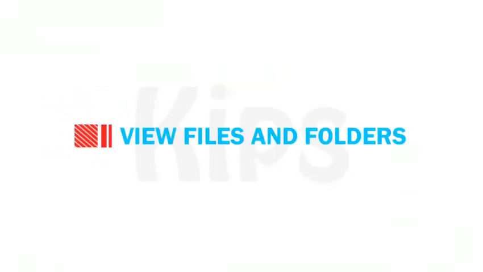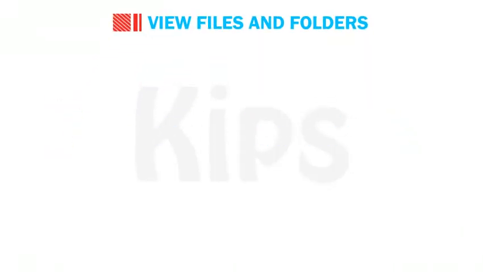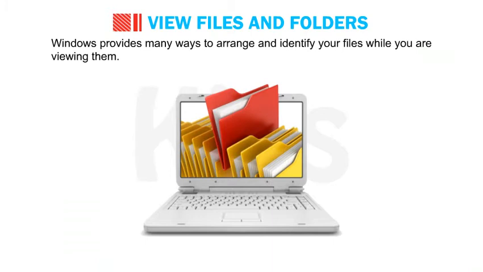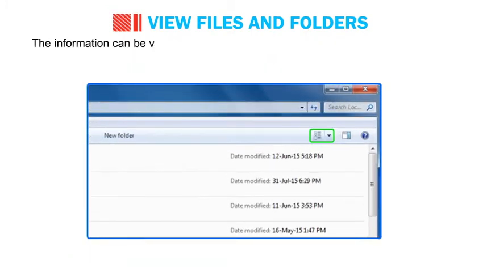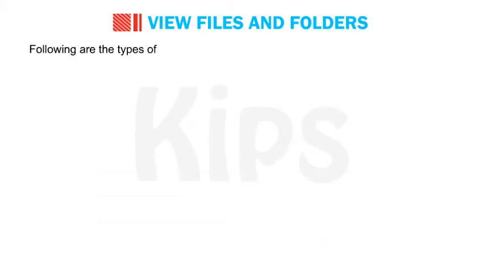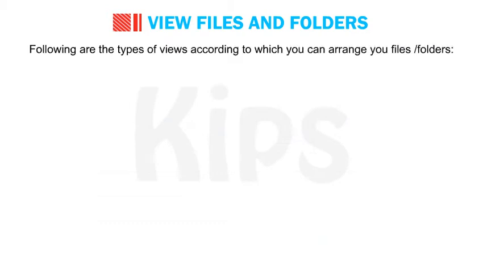Viewing files and folders. Windows provides many ways to arrange and identify your files while you are viewing them. The information can be viewed in different modes by clicking on the drop-down arrow of More option located on the toolbar. Following are the types of views according to which you can arrange your files or folders.